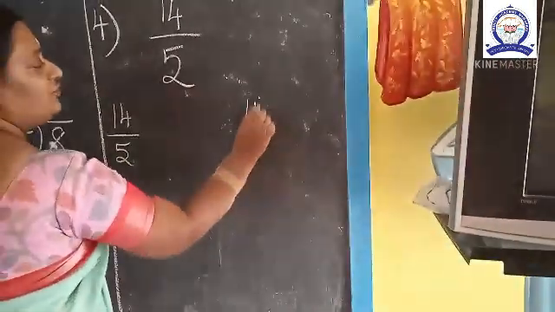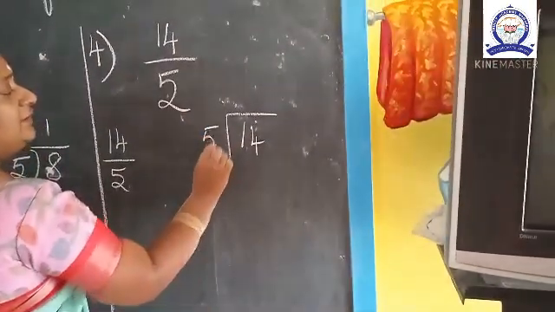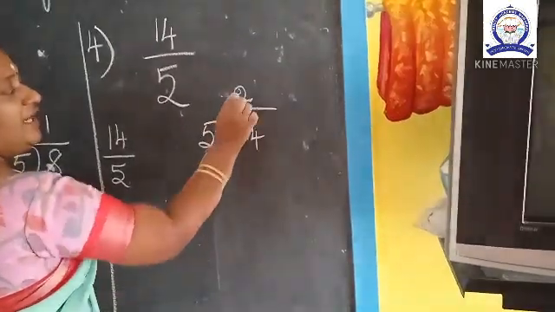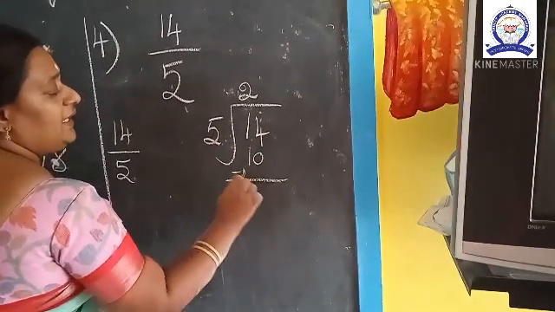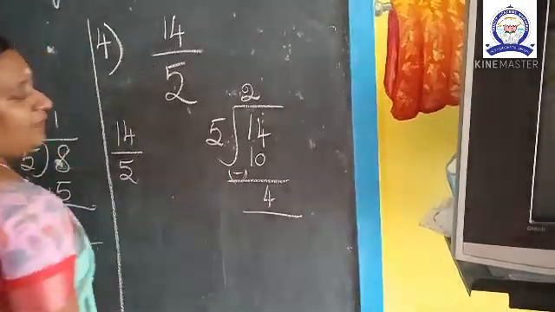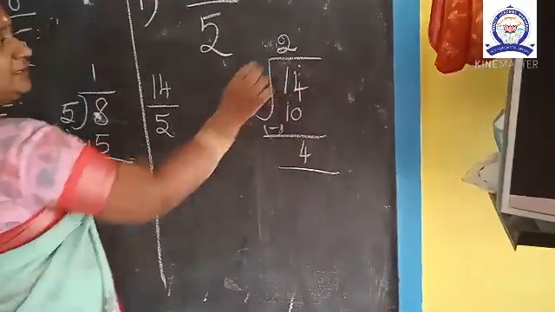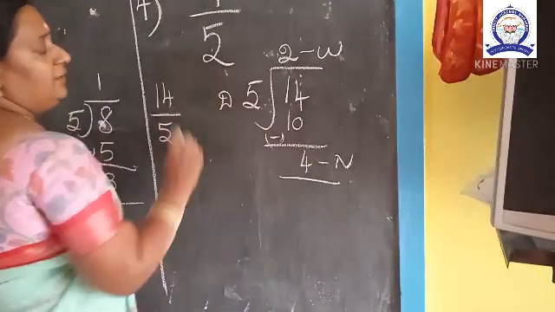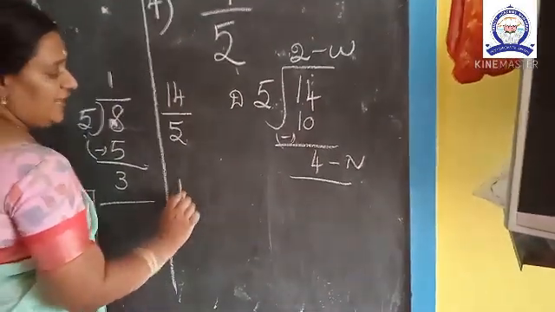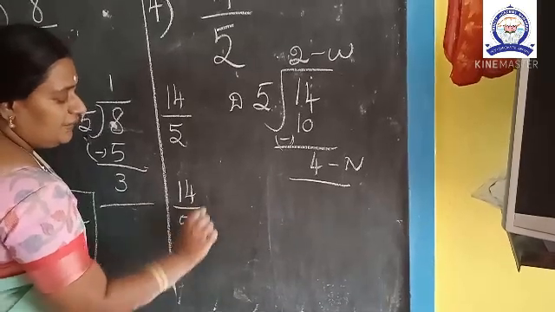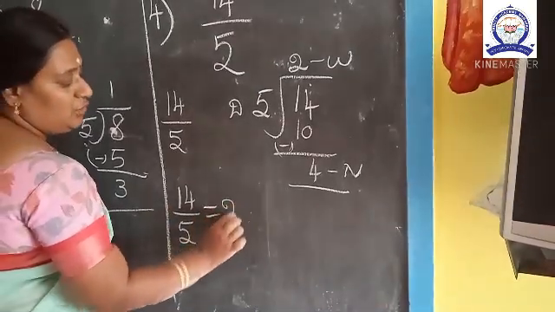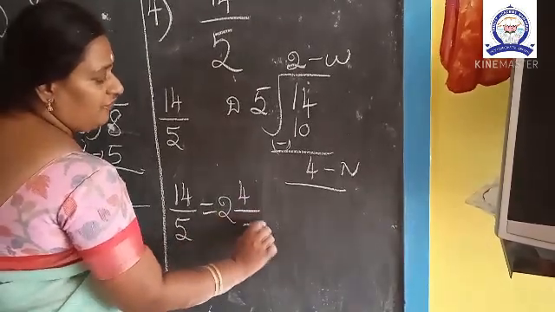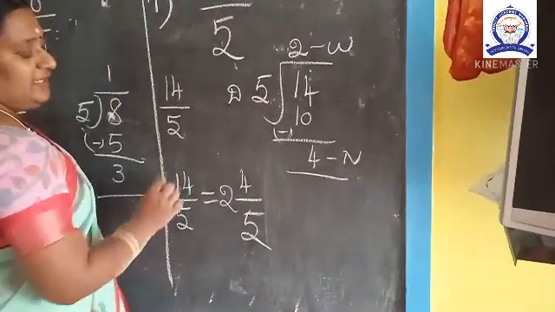Similarly, 14 by 5. So 14 வெளியில 5 ஆல divide பண்றோம். So 5 2s are 10. 14 minus 10 is 4. Okay, now you write the whole number. This is the whole number, this is numerator, this is denominator. So 14 by 5 can be written in mixed fraction எப்படி எழுதுறோம்: 2 ங்கற whole number, then 4 by 5. Mixed fraction ல எழுதியாச்சு.